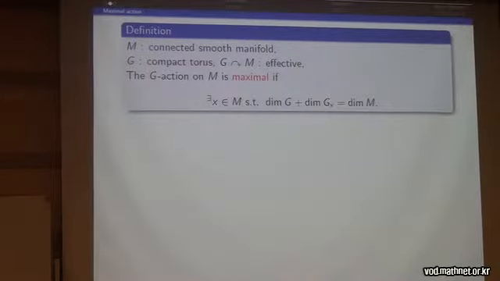Now let me define the notion of maximal torus action. Let M be a connected smooth manifold equipped with an effective torus action. We say that this action is maximal if there exists a point such that the equality holds.